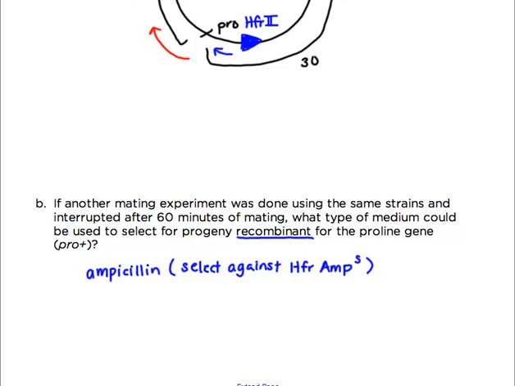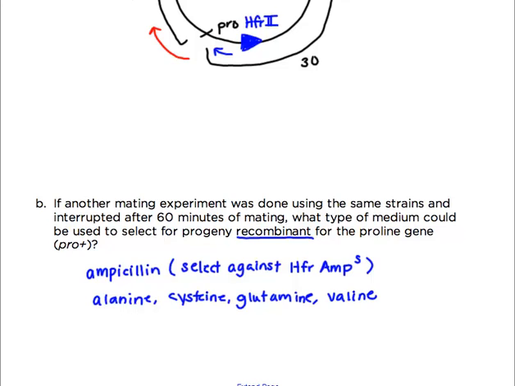So in order to do that, we want to plate everything else in that media. So we want alanine, the other 4, cysteine, glutamine, and valine.